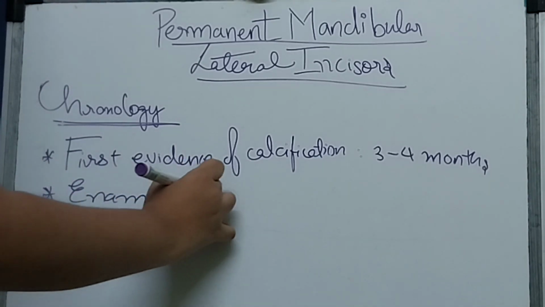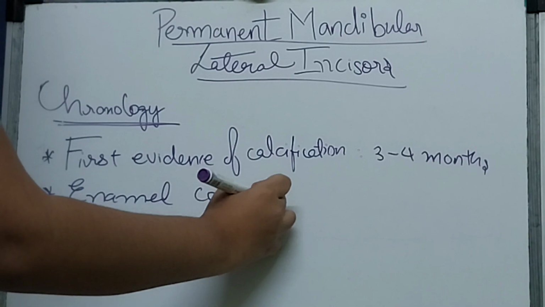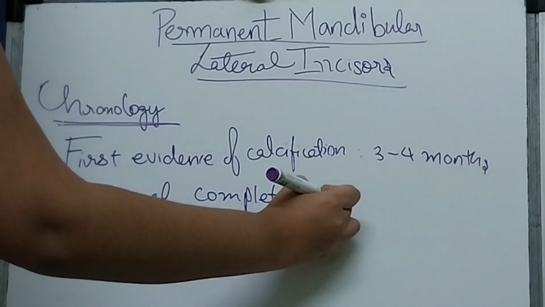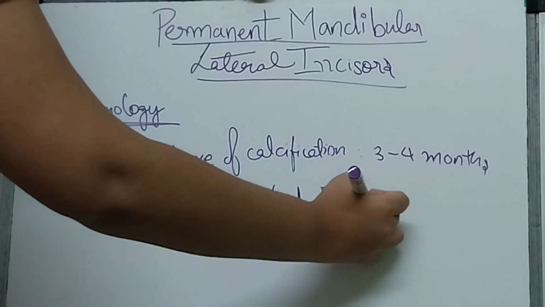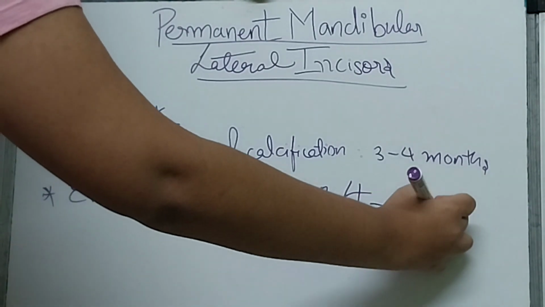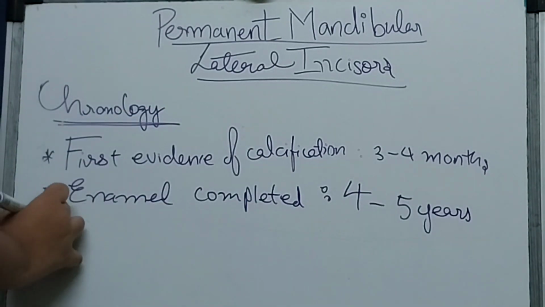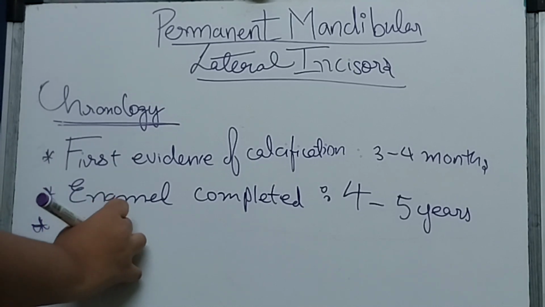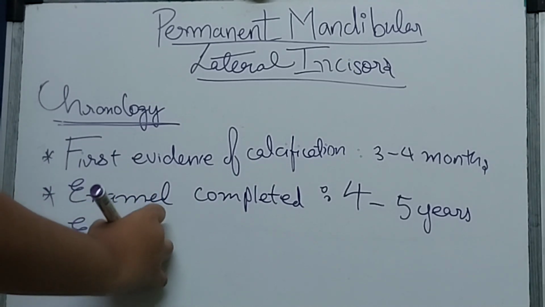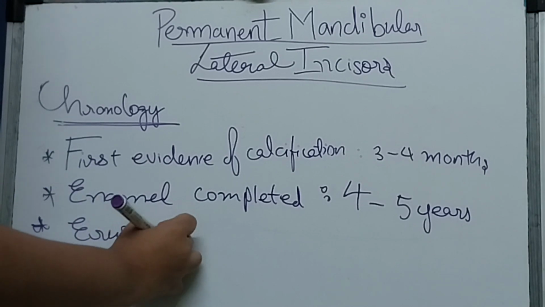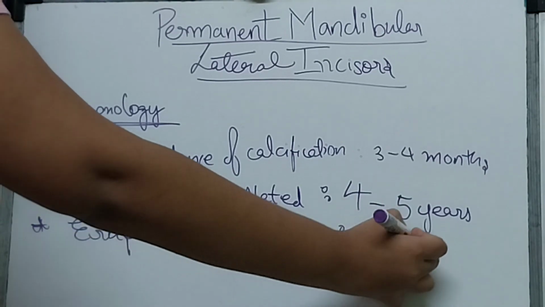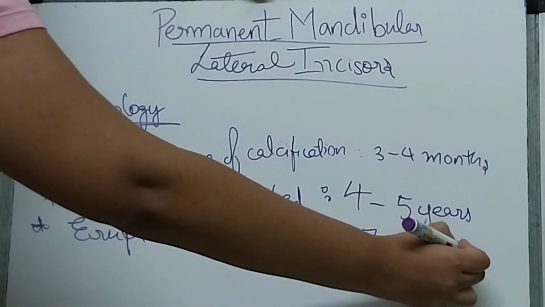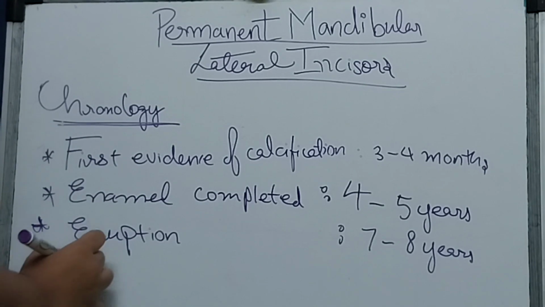Okay, next, enamel. When was the enamel formation completed? So this happened at the age of 4 to 5 years. Then eruption. After the enamel completion comes the eruption. So the eruption of the tooth happened at 7 to 8 years of age.